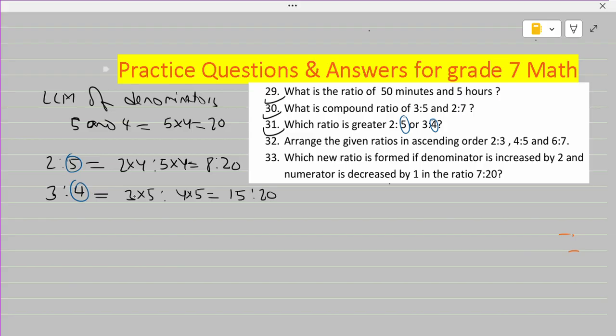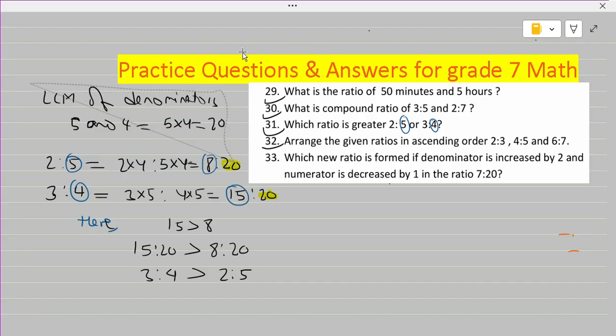And now we can compare. Here we got both denominators the same, and now the numerators, let's see, we have 8 and 15. So 15 is greater than 8. So it means 15:20 is greater than 8:20, and 15:20 is actually 3:4. Therefore 3:4 is greater than 8:20, which is actually 2:5. So done. That was number 31, and I go with number 32.